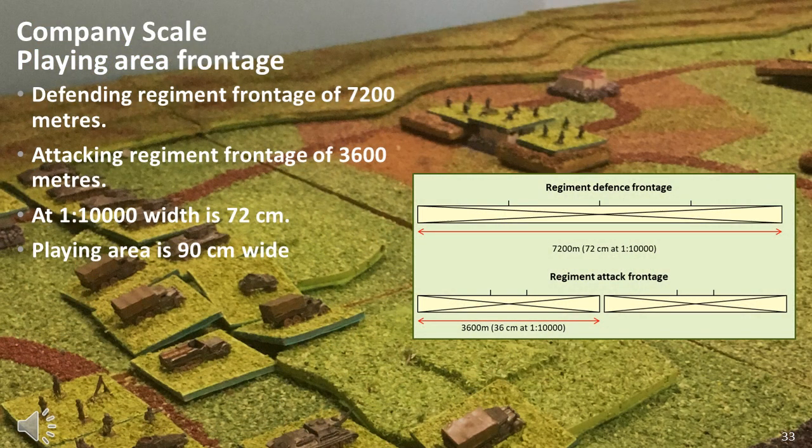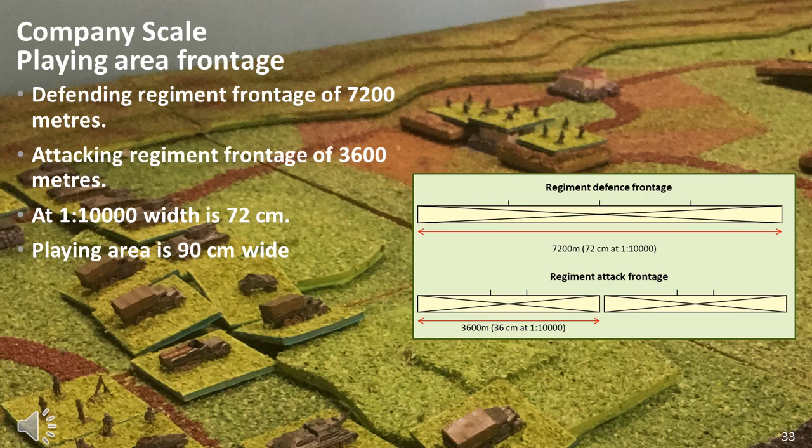When we move to company scale, we're dealing with regiments. A regiment has 9 companies in the front line, which gives us a frontage of 6,750 metres. I'll round this up to 7,200 metres to ensure we stay with nice, simple values. At company scale, a regiment could defend 7,200 metres, and 2 regiments could attack across a frontage of 7,200 metres. If we pick a scale of 1 in 10,000, the playing area width is 72 centimetres. To cater for terrain, the playing area width should be at least 90 centimetres wide.